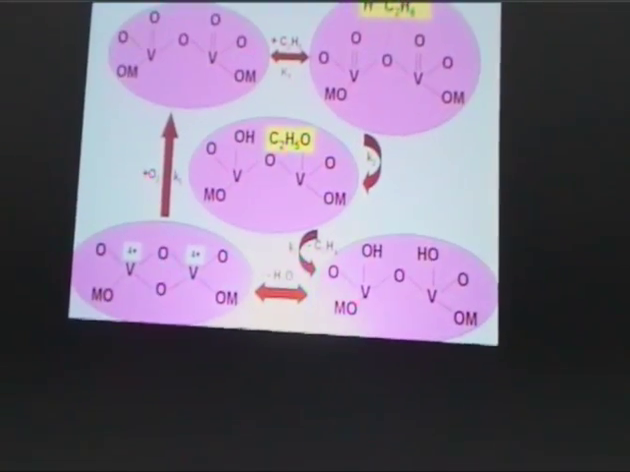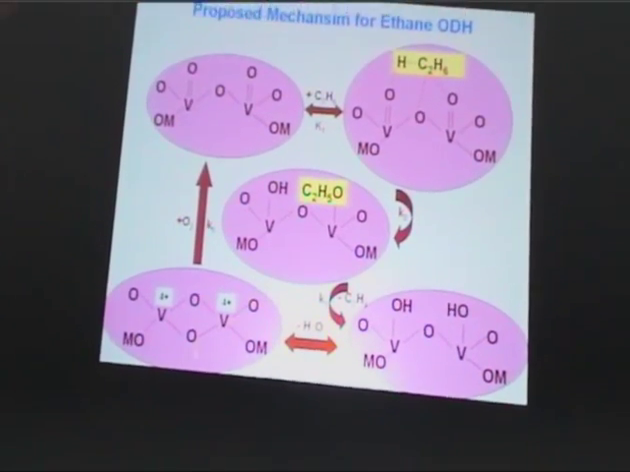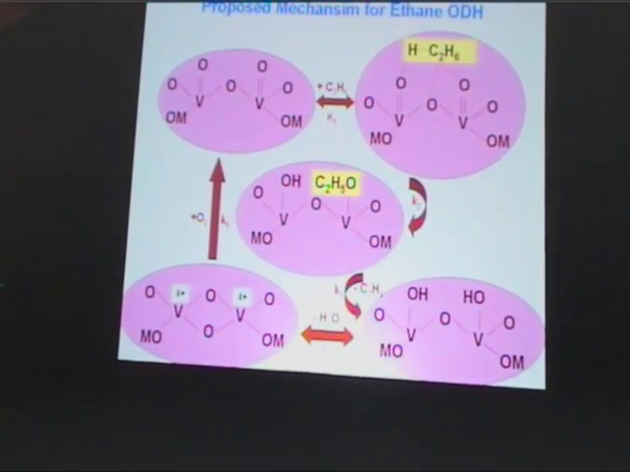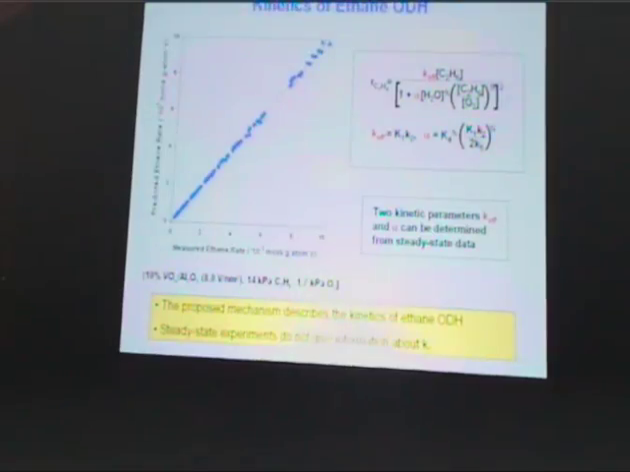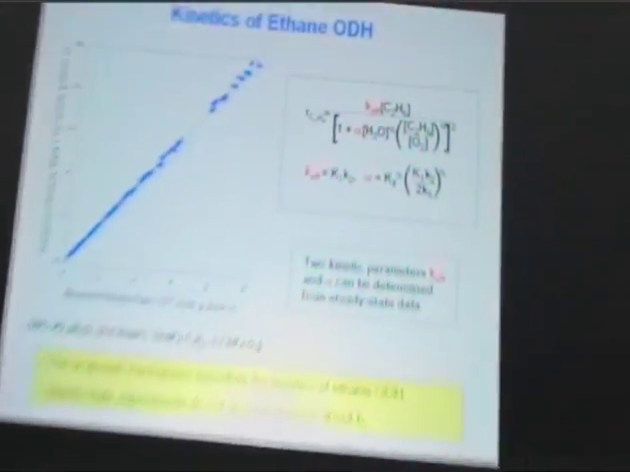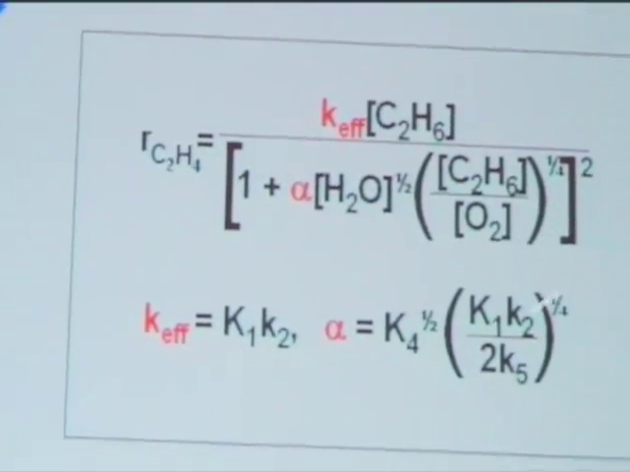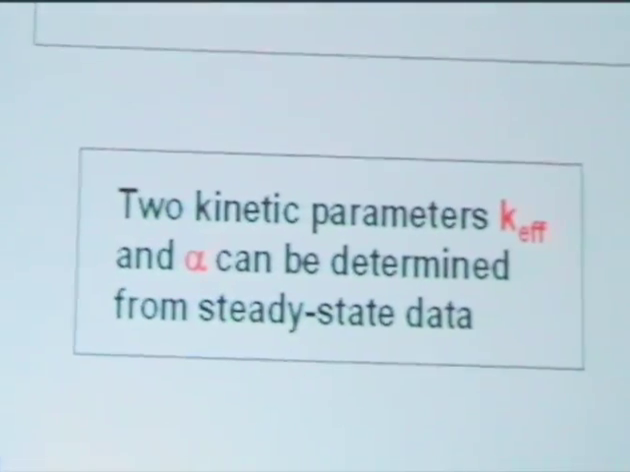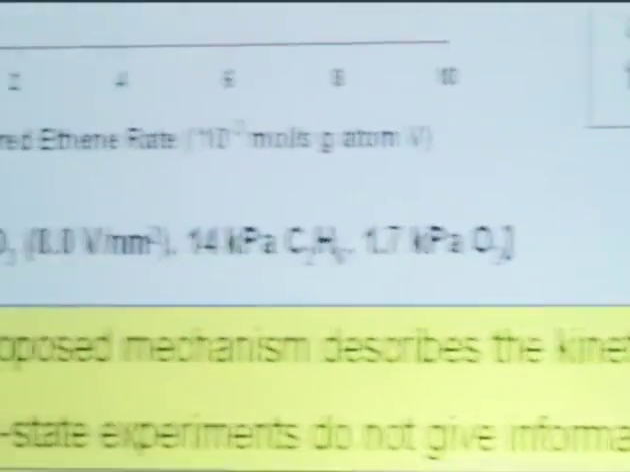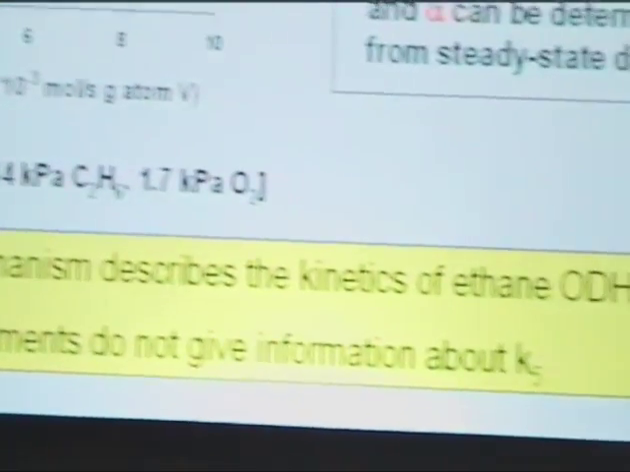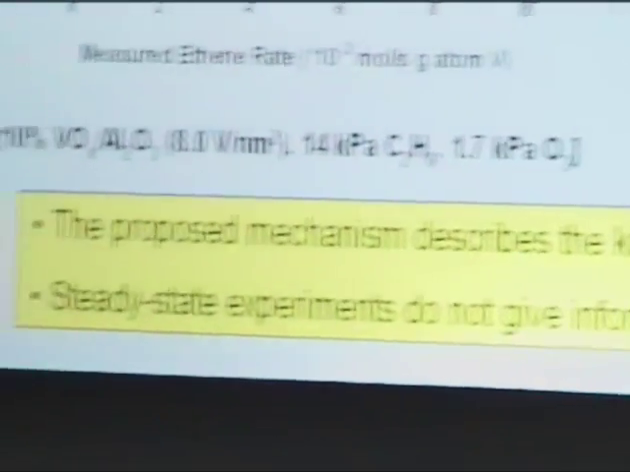This one is also irreversible. And that this step involving water is reversible and at equilibrium. And that reoxidation is very rapid. So if you put these pieces together, you get a closed form rate expression, which I'm showing you in the box over here. It's first order in the numerator in ethane, and in the denominator, if the water partial pressure is low, you have nothing but a unity here.